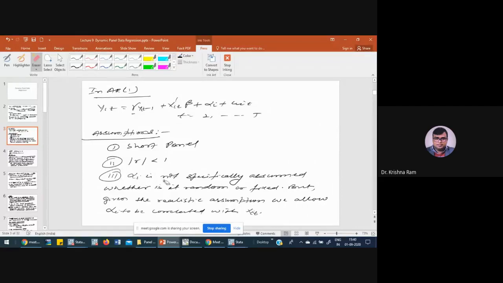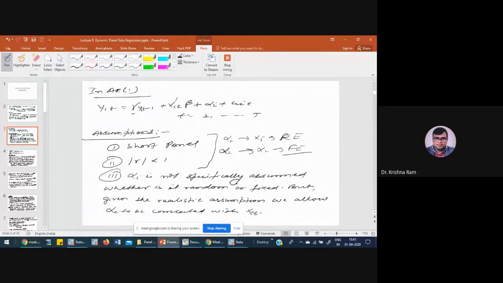The third assumption is that you do not specifically assume whether alpha_i is random or fixed. In a random effect model, as in the basic panel, if alpha is not correlated with any of the x_i, then we go with the random effect model. If alpha is correlated with x_i, then the fixed effect model is appropriate.